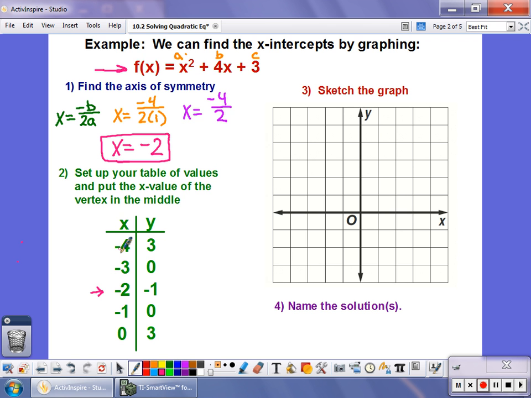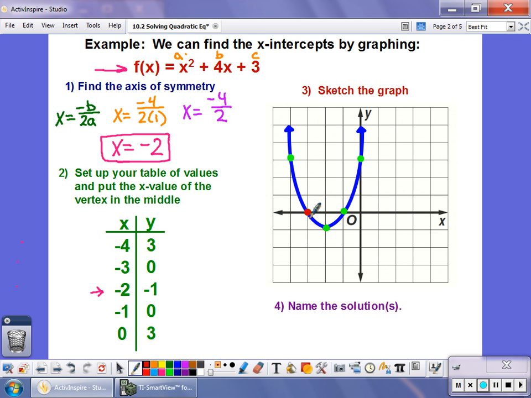So I'm going to go negative 4, comma 3, go over negative 4, up 3, and I'll put a dot. And eventually I'm going to connect all those points together to create this parabola. Looking at the parabola now, my very last question, name my solutions. The solutions are the place where this parabola crosses the x-axis.